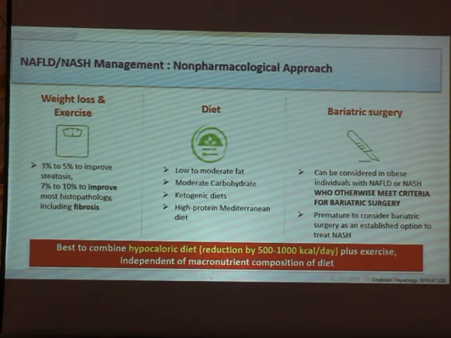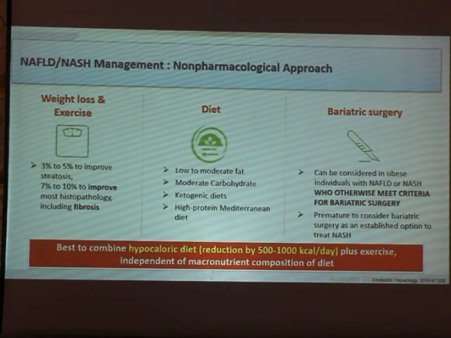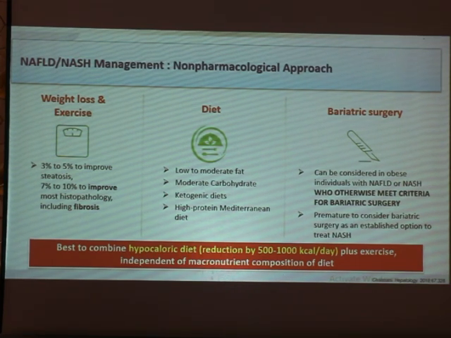With regards to diet, basically a hypocaloric diet with a reduction in daily calories by around 500 calories per day, plus exercise, independent of the macronutrient composition of diet. So it's not about just a vegan diet or keto diet or some other Mediterranean diet specifically which is going to work for an individual. It's going to be about the total amount of calories an individual is consuming, and also every individual is going to comply with different kinds of dietary changes that we recommend.